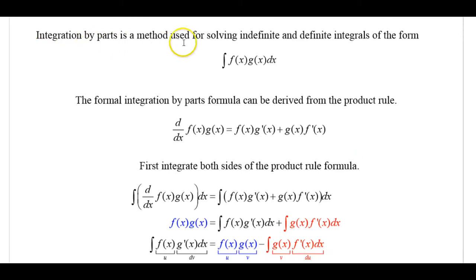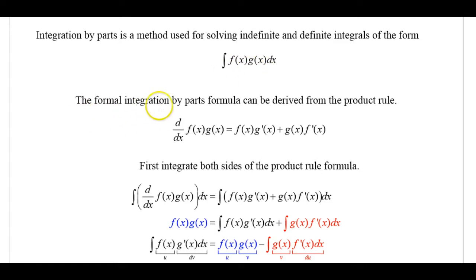Integration by parts is a method used for solving indefinite and definite integrals of the form the integral of f of x times g of x dx. It's important to know that integration by parts doesn't allow us to solve all integrals of this form. There is no product rule for integration, but it allows us to solve a certain type of integral that has a product as its integrand.